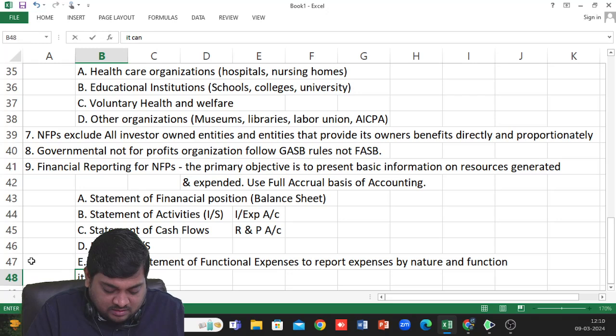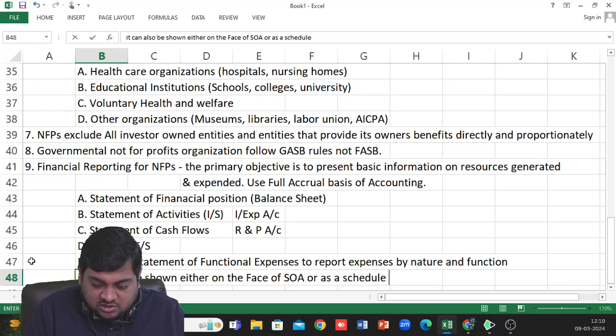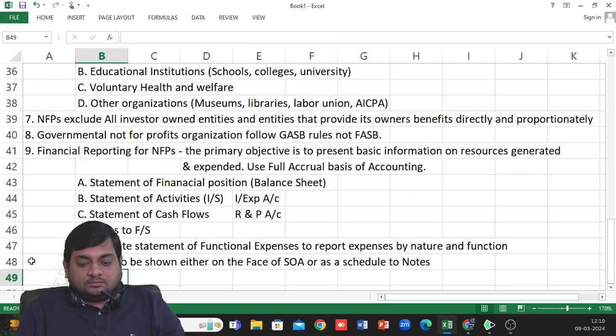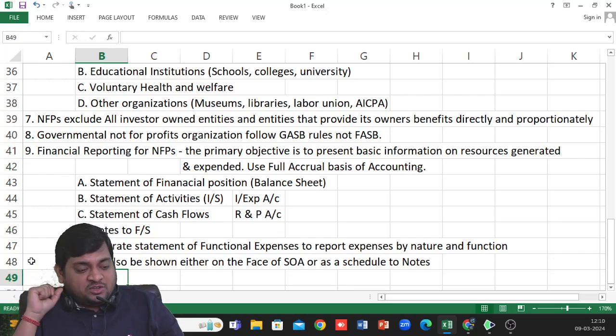It can also be shown either on the face of SOA or as a schedule to notes, right? So this is how we are going to show our information, right?